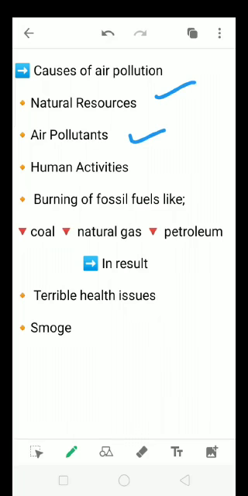The second cause is human-made air pollutants. Air pollutants that result from human activities are the main threat to our environment. The burning of fossil fuels in power generation, industrial plants, and motor vehicles is a source of air pollution. These fossil fuels are coal, natural gas, and petroleum that we use in our industries and in many ways. As a result, we have terrible health issues and smog.